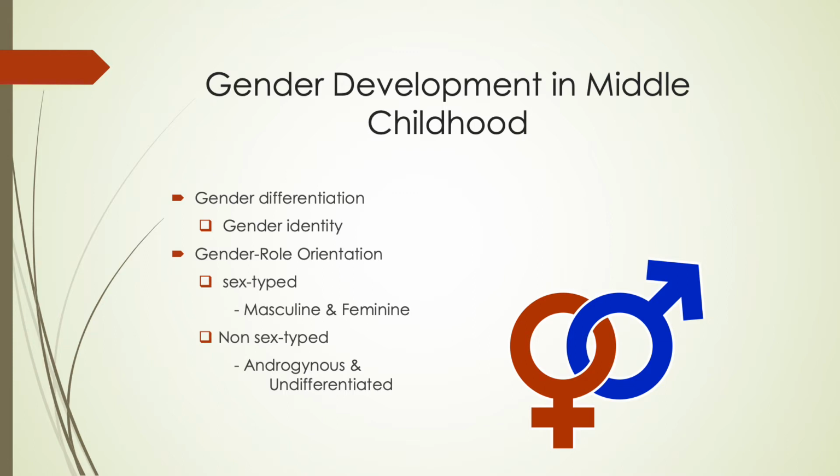Some developmental theorists have argued that gender behaviors will develop in late middle childhood as a result of the onset of puberty, called the intensification hypothesis.